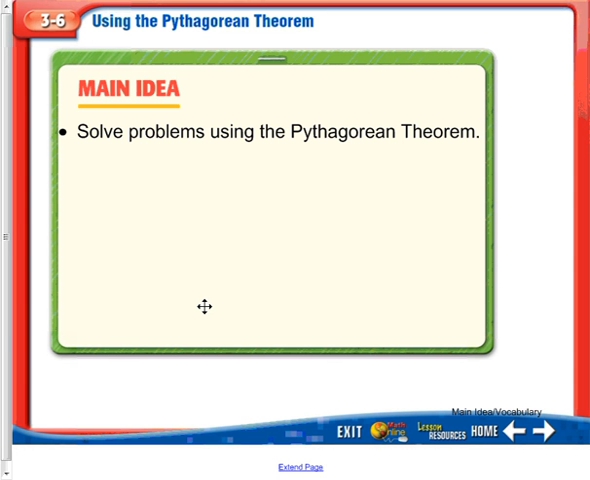In lesson 3-6, we're going to be using the Pythagorean theorem to solve problems. So we're going to still be working with our theorem from yesterday, a squared plus b squared equals c squared.